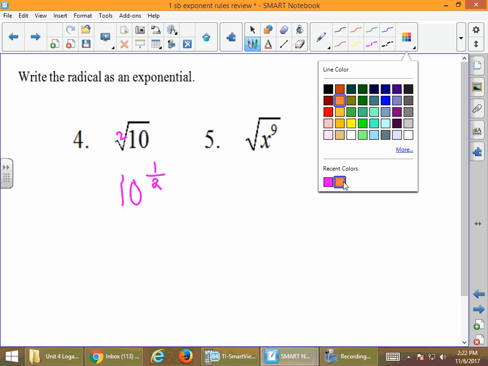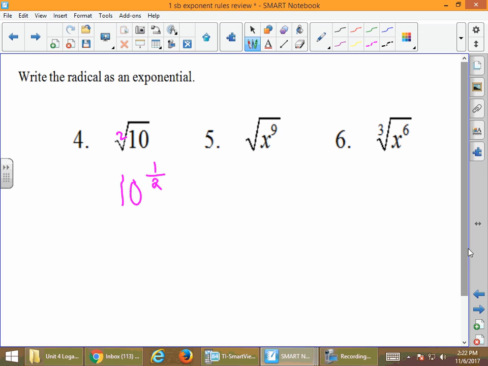Number 5. Same thing here. Now we know there's no number written in the check mark part, so this must be x, the 2, no number written in the check mark part means that it's 2, square root of x to the 9. And then we can put the 9.